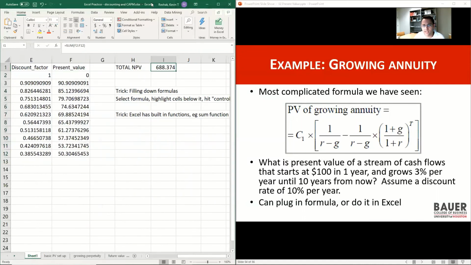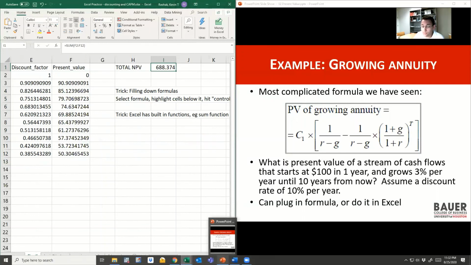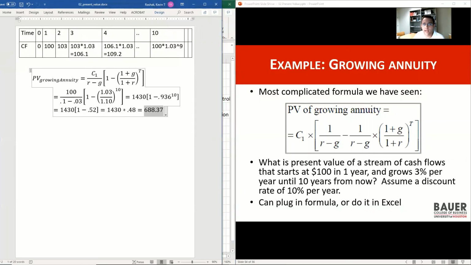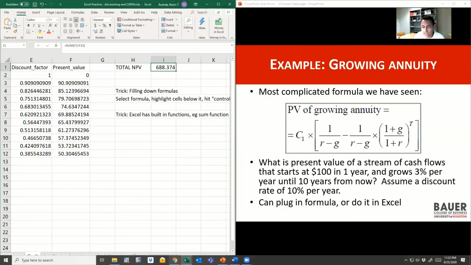It changes to 688. Well, that should be familiar because if we pull up our Word document where we did this before, that's exactly what we got here, 688. Okay, so we use this ugly formula, we got 688. You can check your work in Excel to get the same thing.